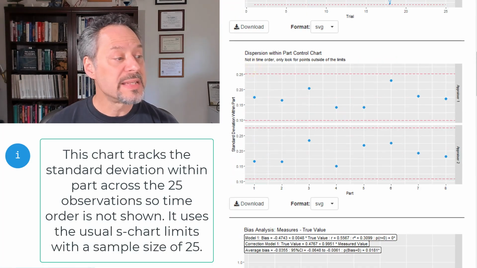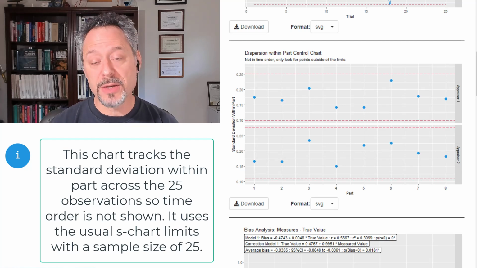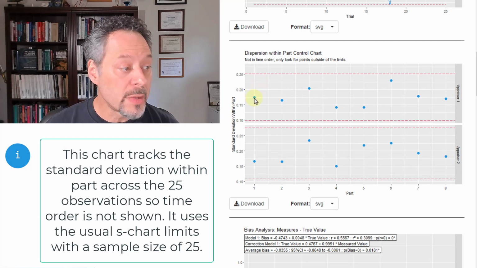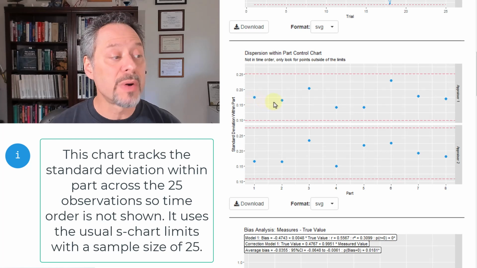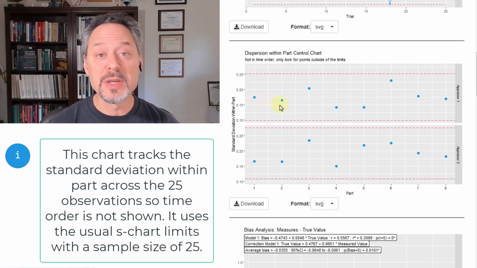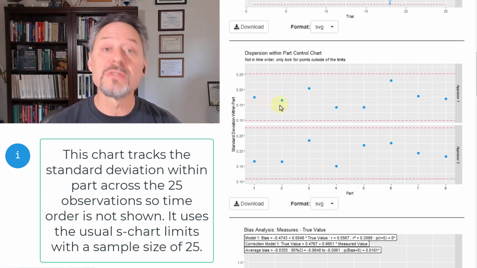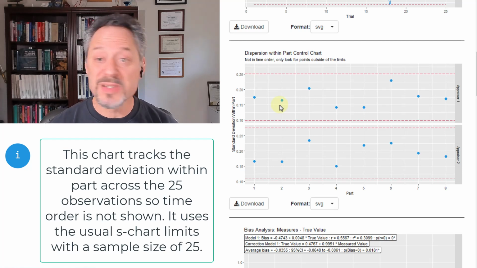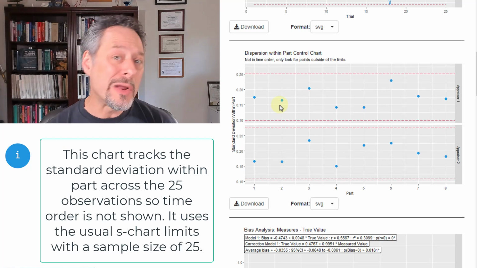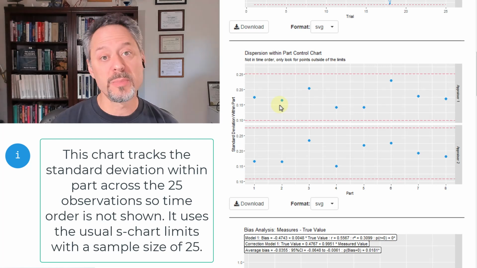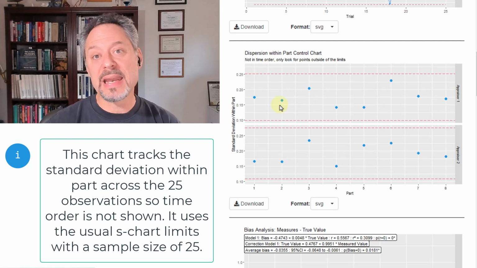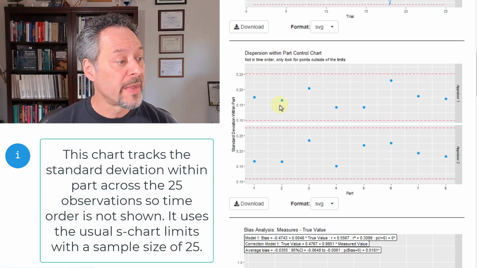The next one is dispersion within part. And so this part number 1 was measured 25 different times. Part number 2 was also measured 25 different times. Looking at the standard deviation of all those times we remeasured all those parts, is there anything that shows maybe one part had more variation than another part, or maybe a group of parts had higher or lower variation than the others? We don't see that.